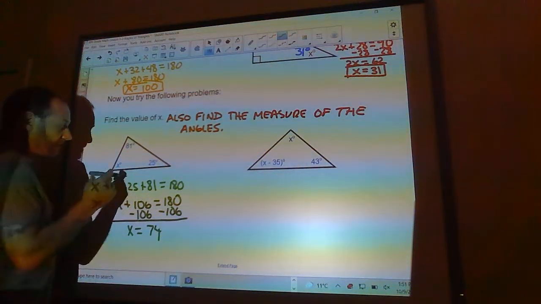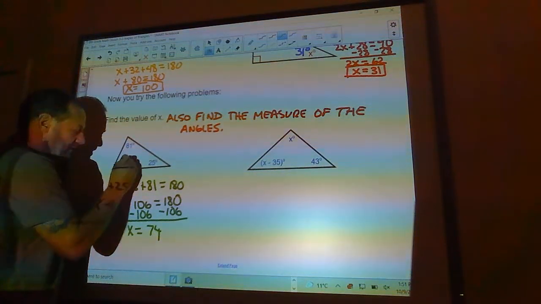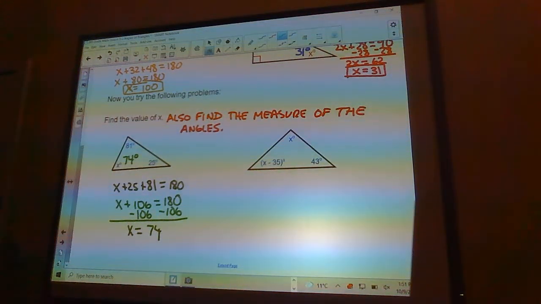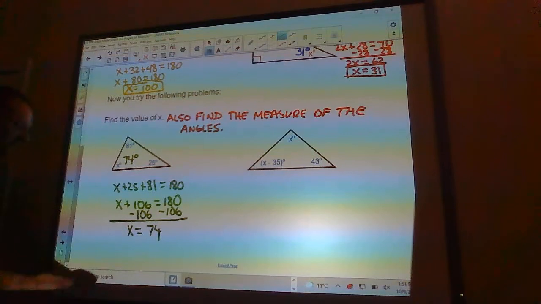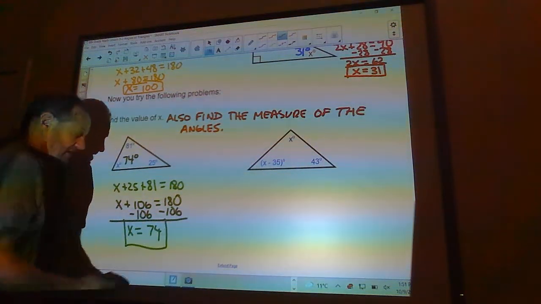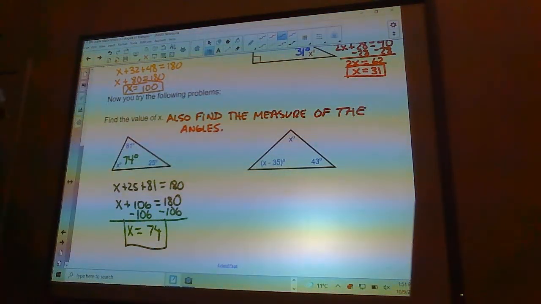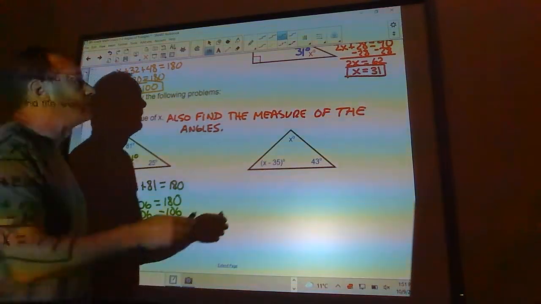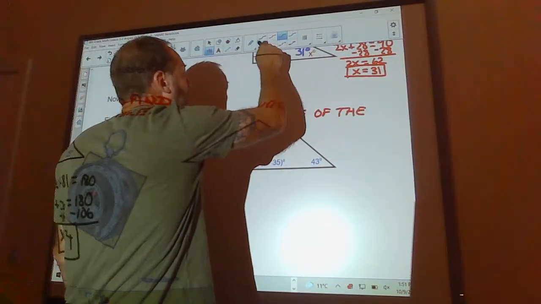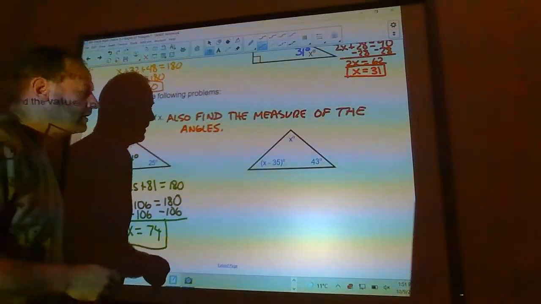Okay, now, what's the measure of the angle? Well, in this case, it's 74. So when I find x, I find the angle at the same time. Now, that won't be the case over here. Okay, so over here, same thing.